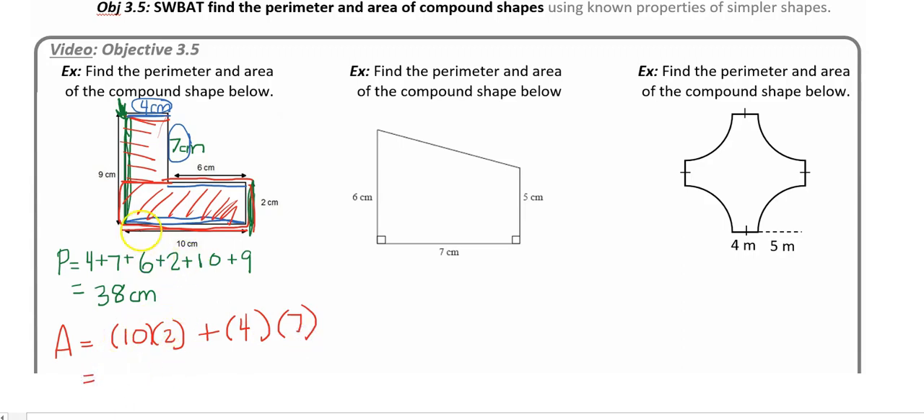So the area is the sum of the 2 rectangles. We've got 20 plus 28. So area is a total of 48. And it was centimeters times centimeters. So it's centimeters squared.